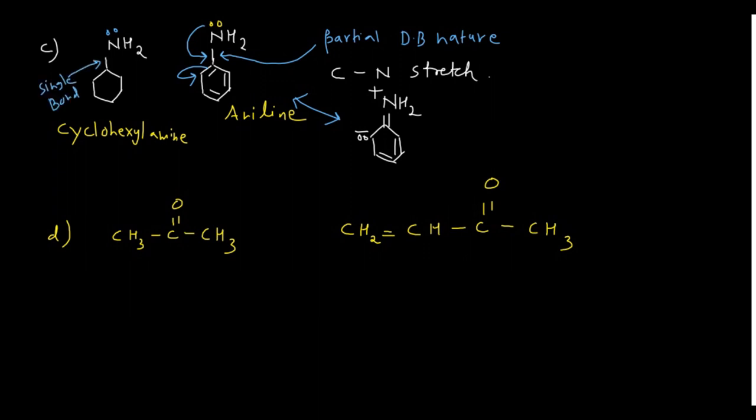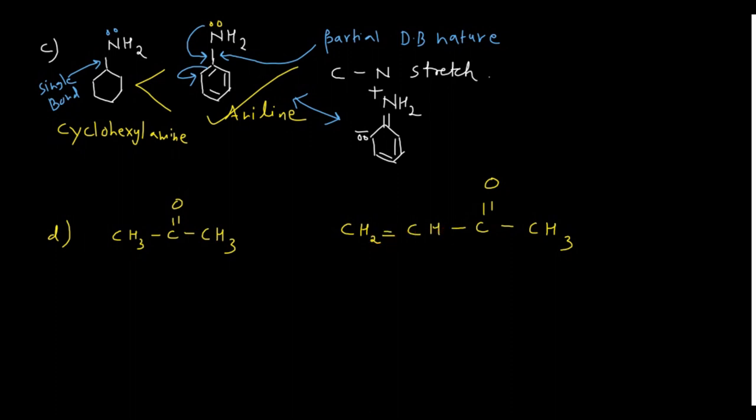And you know the double bond is stronger. That means this carbon nitrogen bond will require higher energy to stretch. That means higher wave number. So your correct answer is aniline. So aniline is the correct answer. Okay, now moving to the next problem. What does it say? My next compound is acetone. And then I have the alpha beta unsaturated carbonyl compound. No?